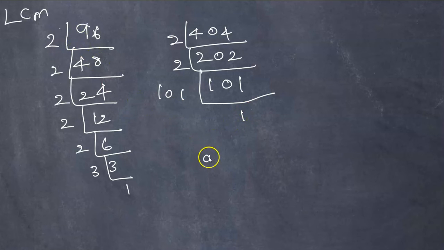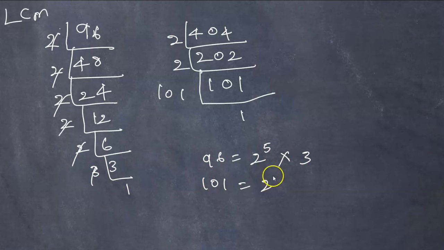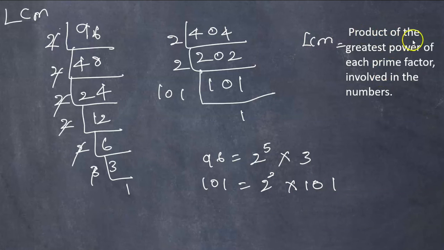Now let's take this. For 96, the values are 2, 1, 2, 3, 4, 5: 2 power 5 into 3. And for 404, it is 2 power 2 into 101. So now we have to use the formula. What do we know for the formula? The LCM equals the product of the greatest power of each prime factor. We have to take all the prime factors and write whichever is the greatest. So the prime factors we have are 2, 3 and 101.